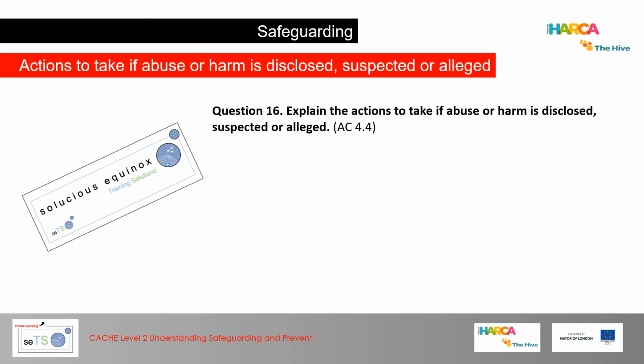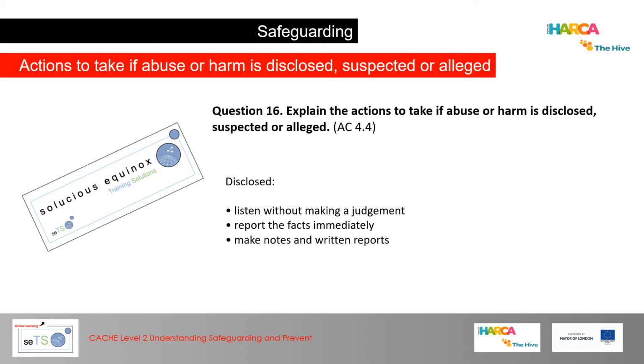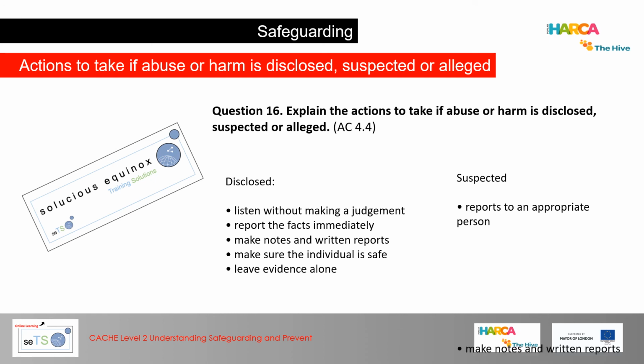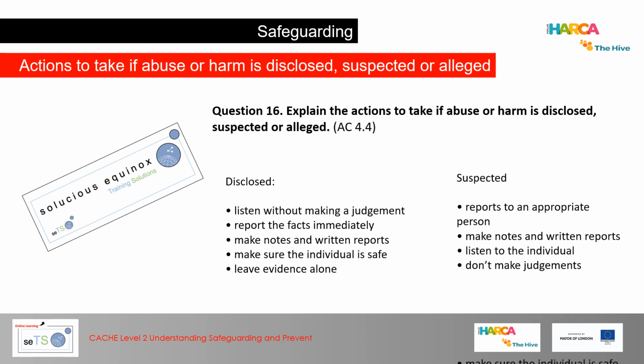Question 16 is asking you to explain the actions to take if abuse or harm is disclosed, suspected or alleged. So disclosed: listen without making judgment, report the facts immediately, make notes and written reports, make sure the individual is safe, and leave the evidence alone. If it is suspected, report it to an appropriate person, make notes and written reports, listen to the individual, don't make judgments, and make sure the individual is safe.